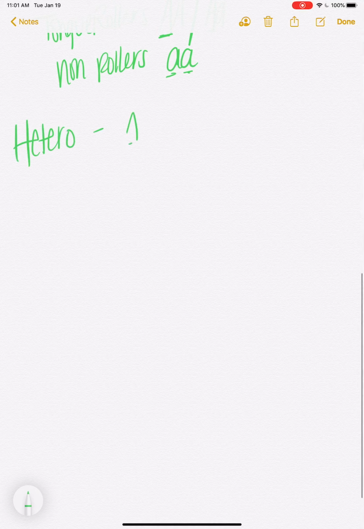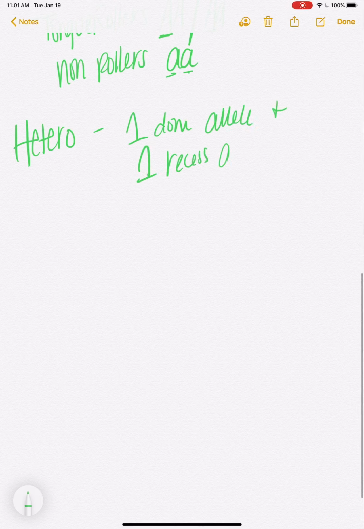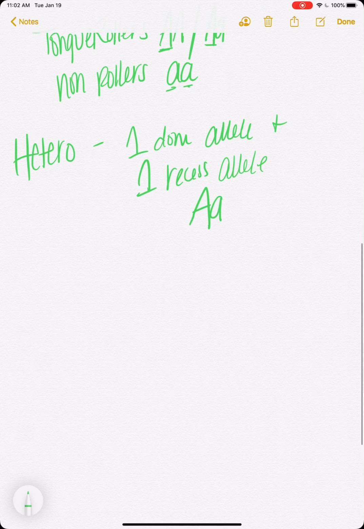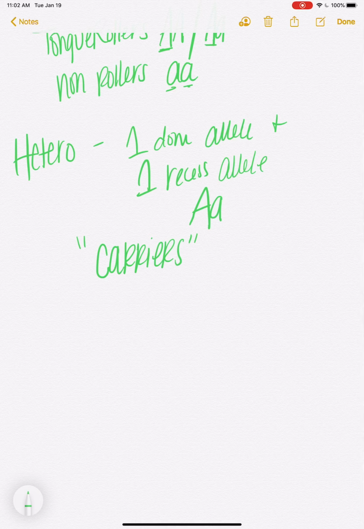Hetero means having one dominant allele and one recessive allele, such as big A, little a. Heterozygotes are sometimes referred to as carriers. What a carrier is: some genetic disorders are recessive disorders.